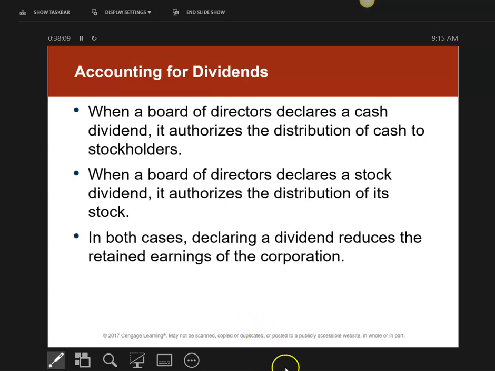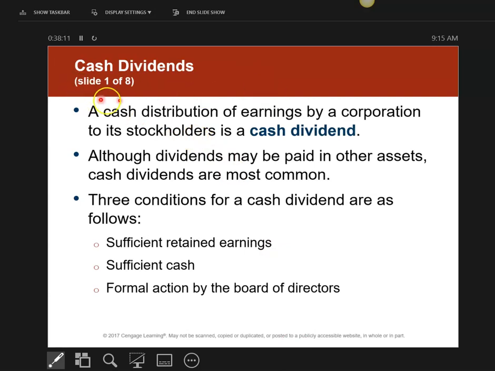So there's two types of dividends, and first thing we're going to talk about is cash dividend. Cash dividend is what everybody likes to have. It's basically a check. You're going to get a check. But if you're the stockholder and you actually get a cash dividend check, you have to report this on your yearly taxes as income.